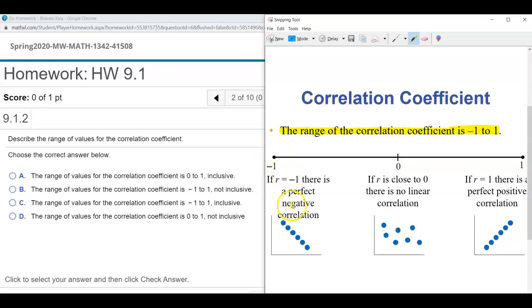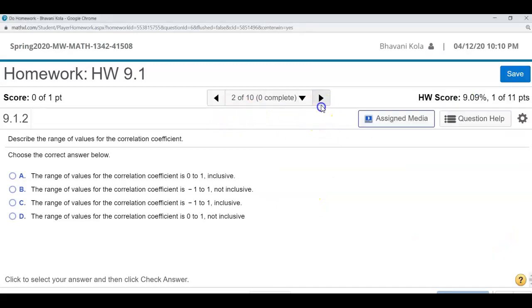It can be anywhere from -1, which is a perfect negative, to +1, which is a perfect positive. It cannot be less than -1 or greater than +1. So keep that in mind. All right. What about the next question?